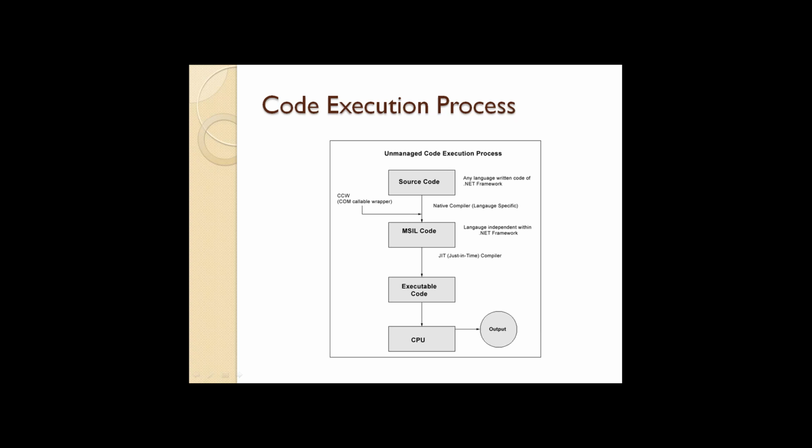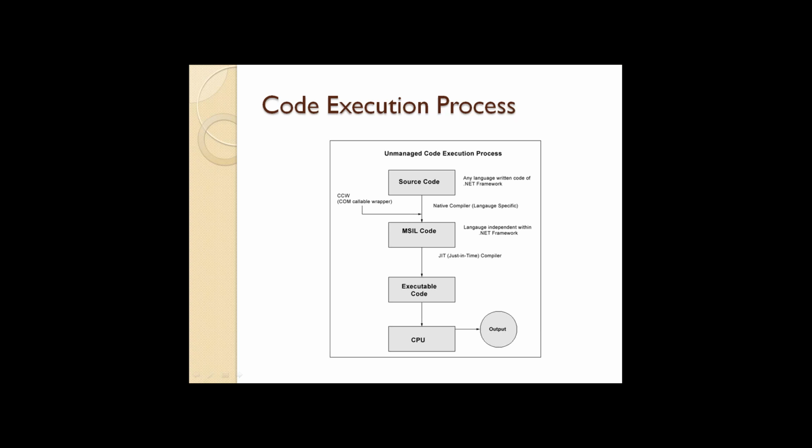What is MSIL code? Microsoft Intermediate Language code. So here the C# compiler will take care. In the VB.NET case, the VB.NET compiler will take care. In the VC++ case, the VC++ compiler will take care. So in our case, the C# compiler will take care of source code to MSIL code. You can see the diagram and understand easily. Then MSIL code to executable code uses the JIT compiler, the Just-In-Time compiler.